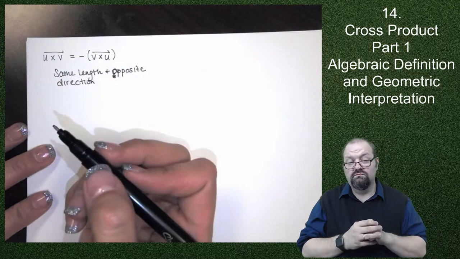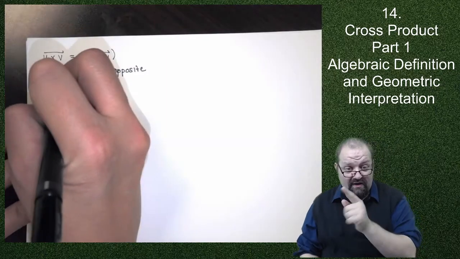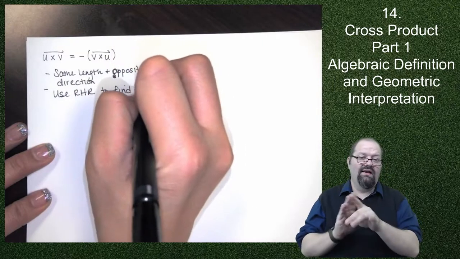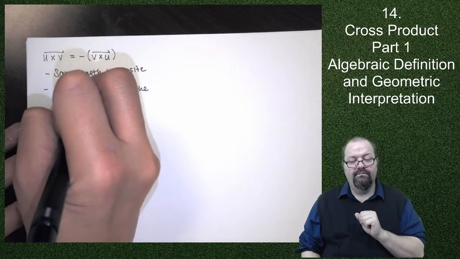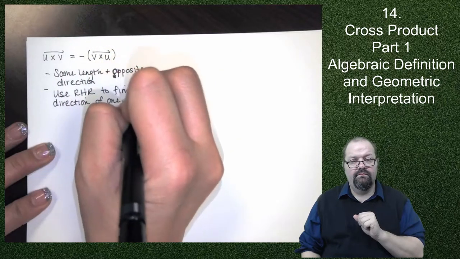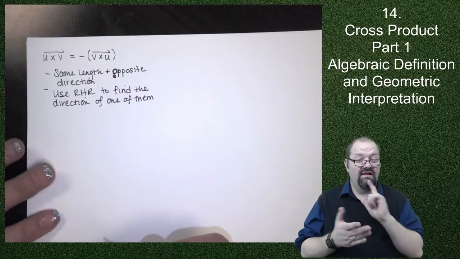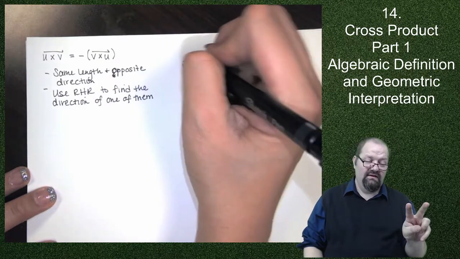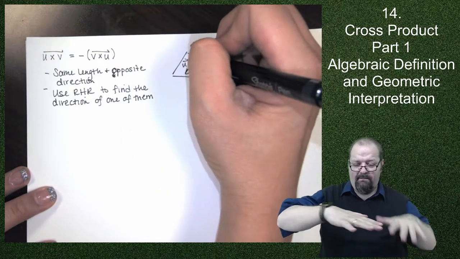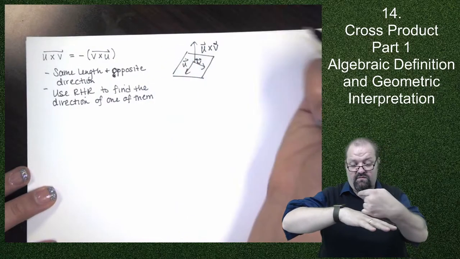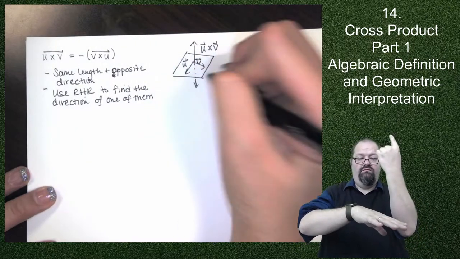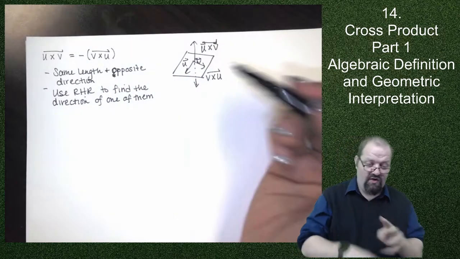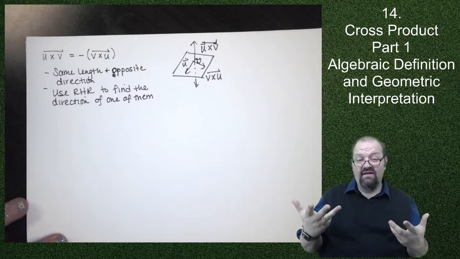And of course, if you want to find the direction of one of them, use the right-hand rule. So that is a huge deal as far as significance is concerned. Here's u and v. They create a plane. The vector perpendicular to that plane is u cross v. And there's another one. It's v cross u, goes the other way. So now we know those.